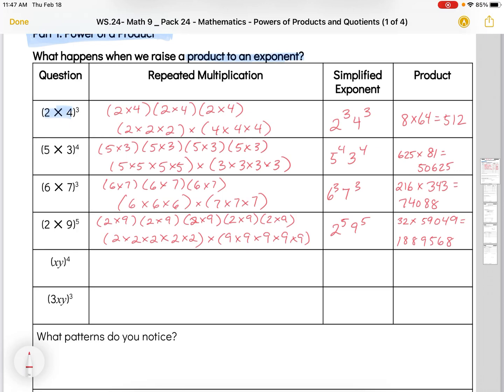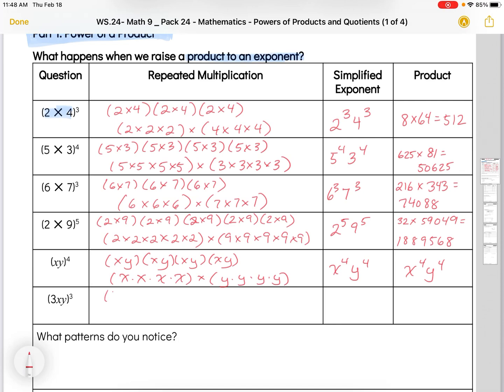Okay. Now, this next one is using variables. And I said we're going to start to incorporate them, which is great because our next unit is polynomials. So it's good to kind of introduce them. So if I'm going to do this 4 times, I will go xy times xy times xy times xy, or x times x times x times x times y times y times y times y. So I'd get x to the 4 times y to the 4, which is also my answer here. It's my product. With variables, we really can't express it much differently if it's all variables, okay?